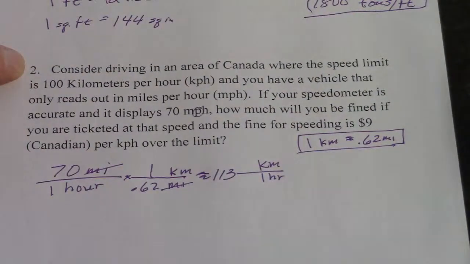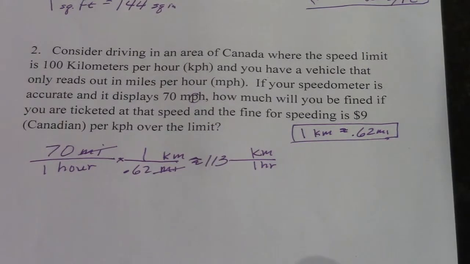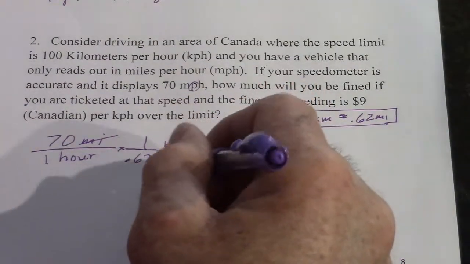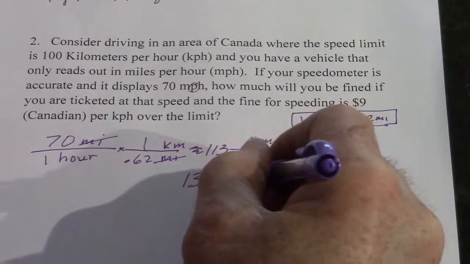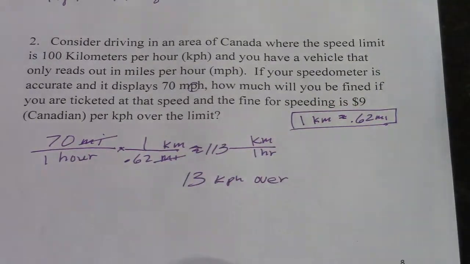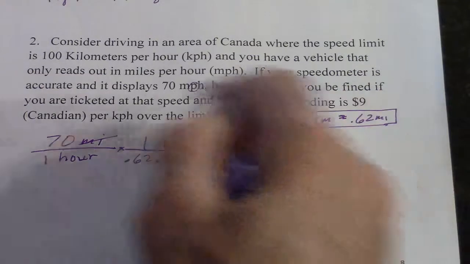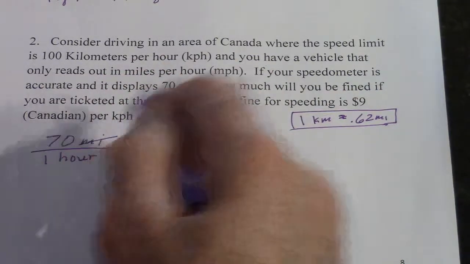Well, that does exceed the 100 kilometer per hour limit by how much? That's 13 kilometers per hour over the limit. Now you pay 9 Canadian dollars per kph.